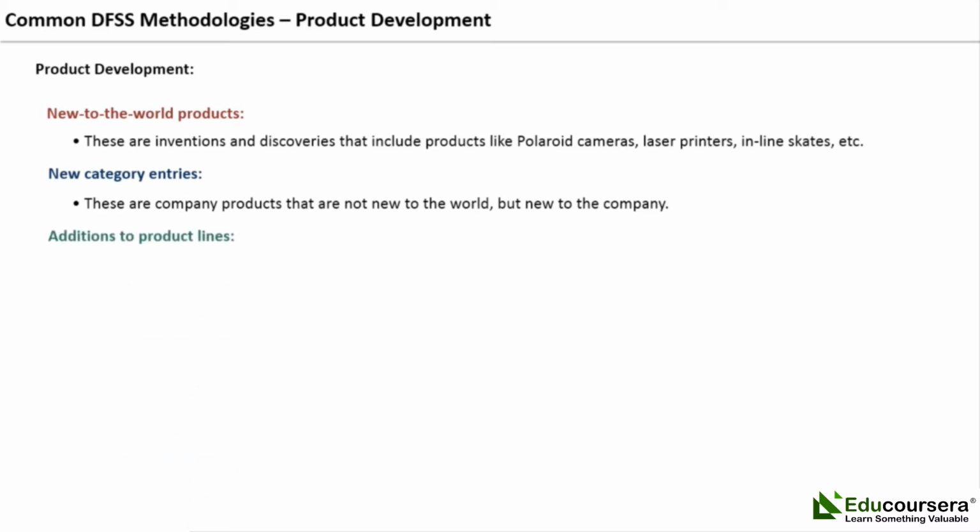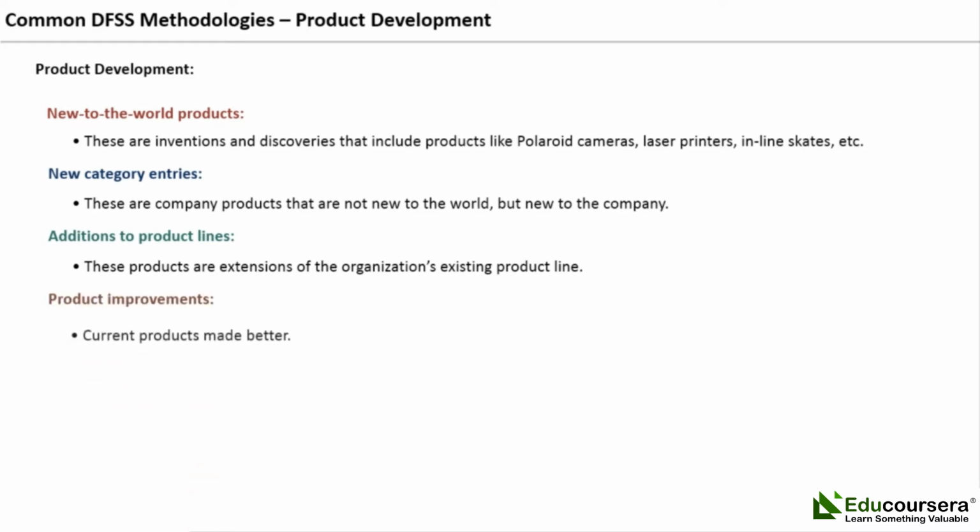3. Additions to product lines. These products are extensions of the organization's existing product line. Examples are Diet Coke, caffeine-free Coke. 4. Product improvements. Current products made better.